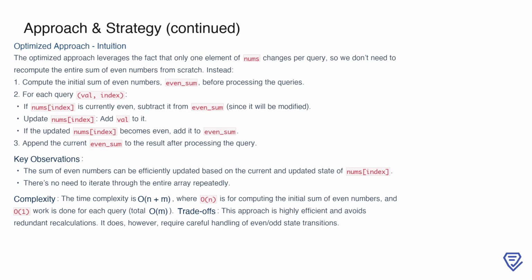After processing each query, we append the current value of even_sum to our result. This approach is efficient because it avoids unnecessary recalculations. The time complexity is O(n + m), where O(n) accounts for the initial calculation of even_sum, and O(1) work is done for each query, resulting in O(m) for all queries combined. While this method requires careful handling of even and odd transitions, it is far more efficient and scalable.